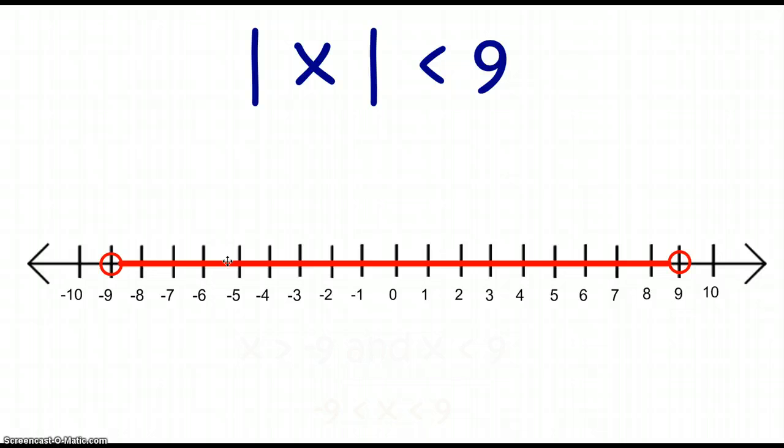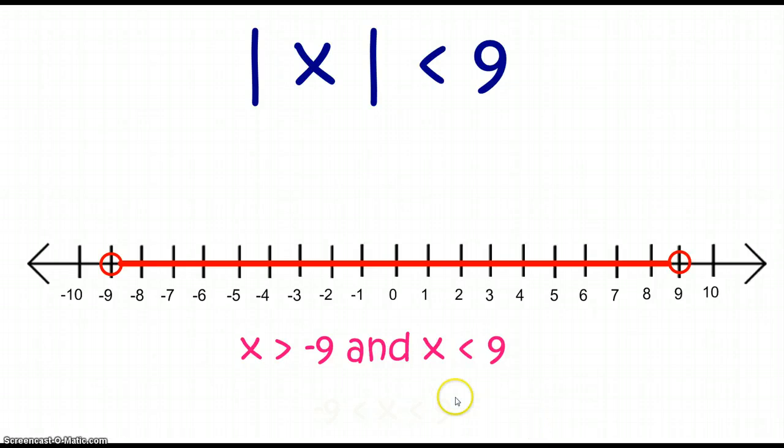If we try one of these values, we find we get a true statement. For instance, if we plugged in -4, the absolute value of -4 is 4, which is less than 9. We use open circles for our endpoints because the less than does not include the or equal to. Our solution can be written as an and statement. It's a compound inequality. X is greater than -9 and x is less than 9. We can also write it in this way, where the x is in between the -9 and the +9.